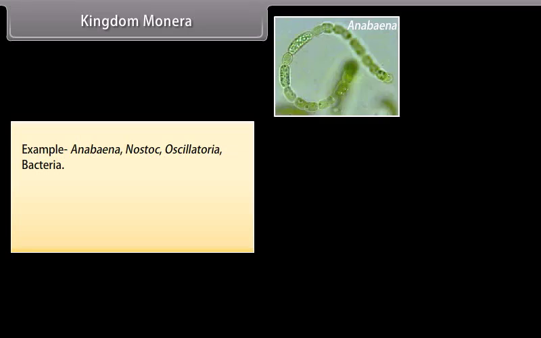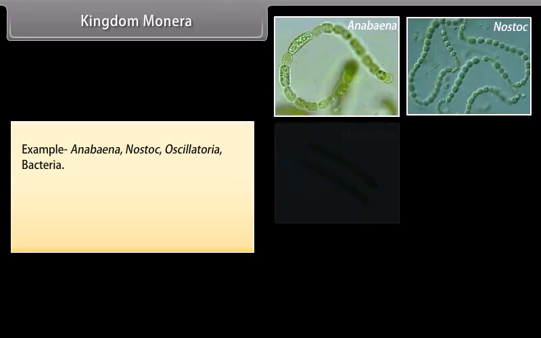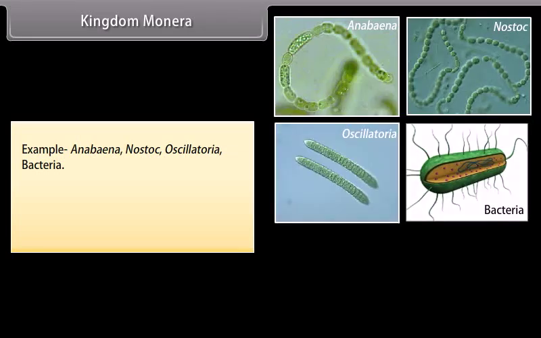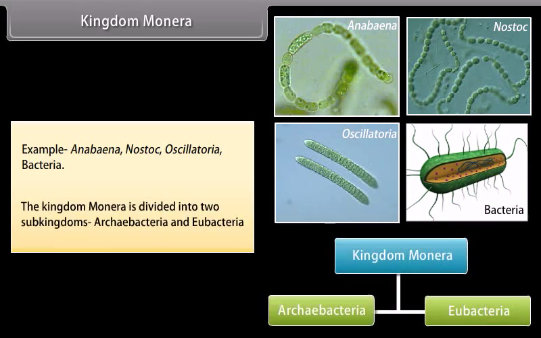Examples: Anabaena, Nostoc, Oscillatoria, bacteria. The kingdom Monera is divided into two sub-kingdoms: Archaebacteria and Eubacteria.